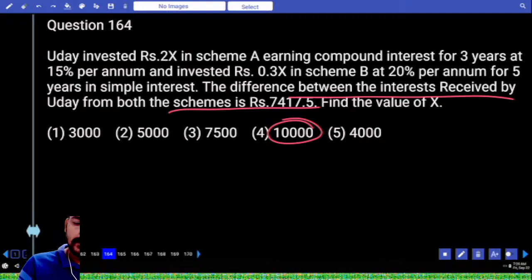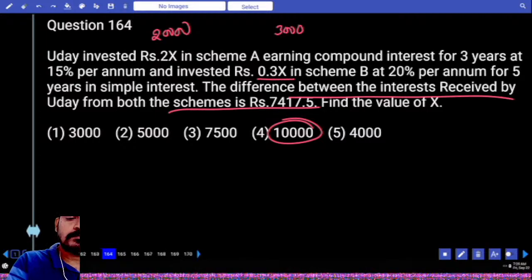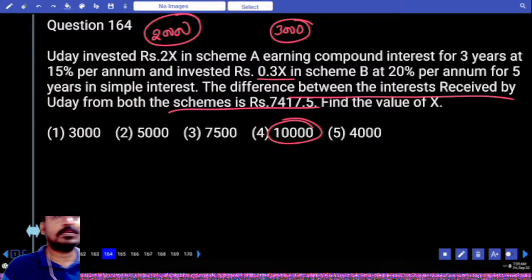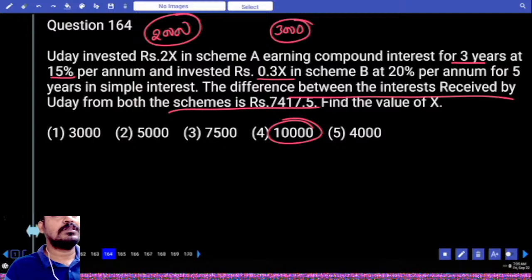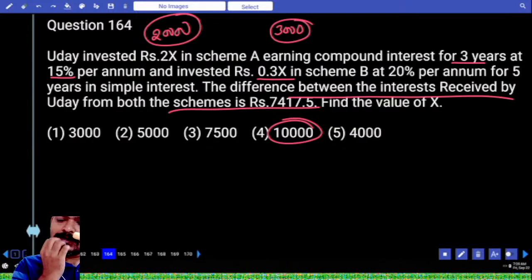Okay. What is the first one? 2x means how much? 20,000. Second one, 0.3x, means it is 3,000. Principal of first one is 20,000. Principal of second one is 3,000. What is the rate percent in the first one? 15% for how many years? 3 years. 15% for 3 years.